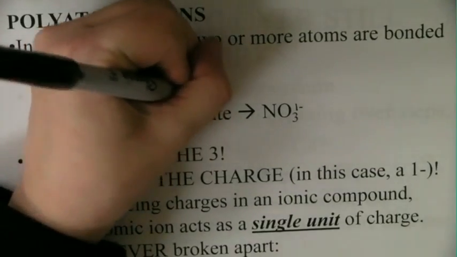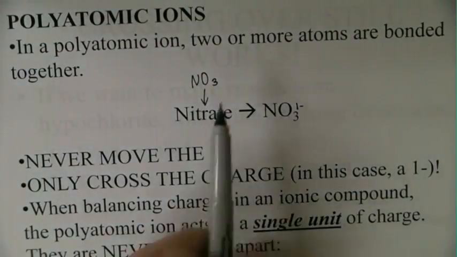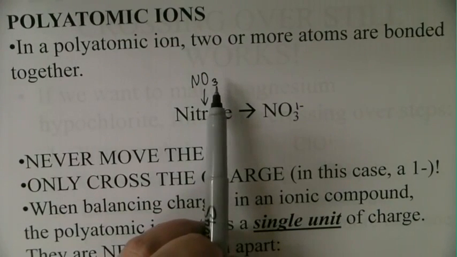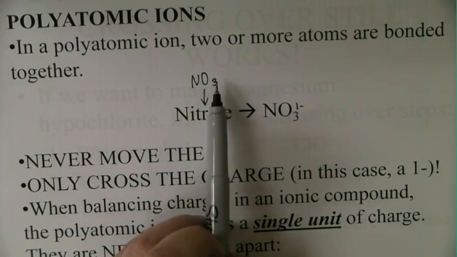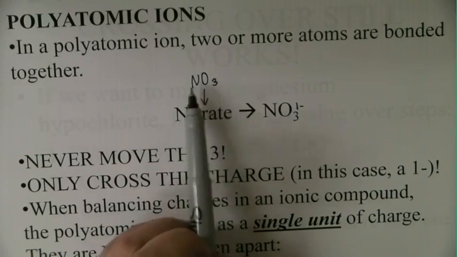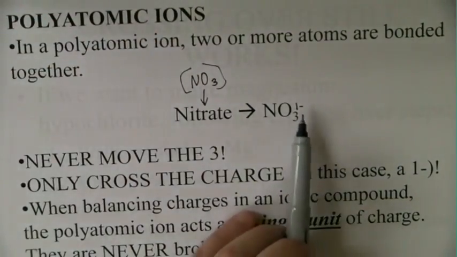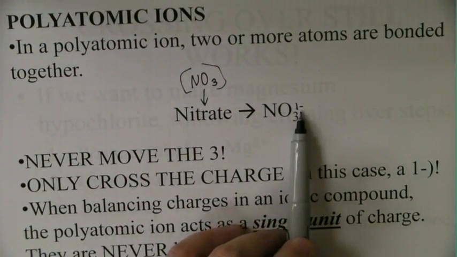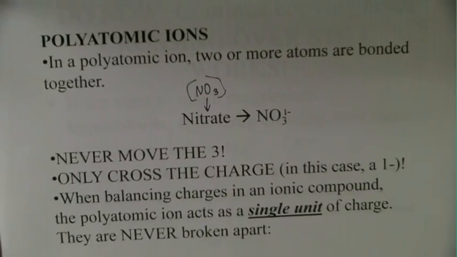Nitrate is NO3. It can never be anything different than NO3. This is not a number you will ever cross over. It stays with the nitrate, NO3. All 3 of those travel as a pack. You cannot change that. You know from previous naming that you can cross over the charge, which is exactly what we're going to do, but the 3 stays with the nitrate. Don't move it.